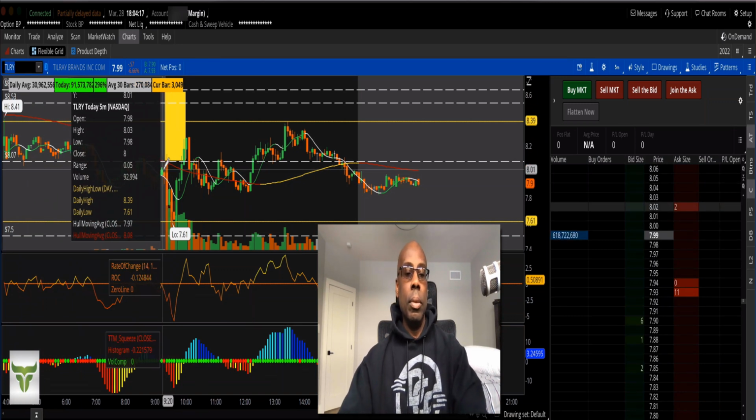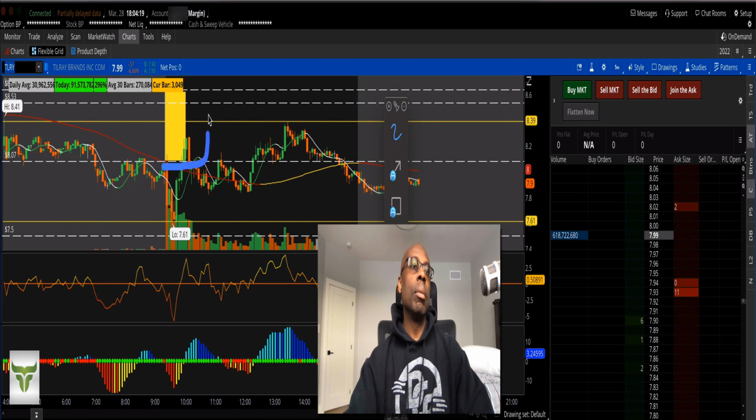And as you see right here on Tilray, here's the box. Here's where it opened up, and it ripped up here, so up to 8.07, but it was still in the box area, right? This area is a no-go zone. And then you see what happened right here. It just fluttered and puttered.